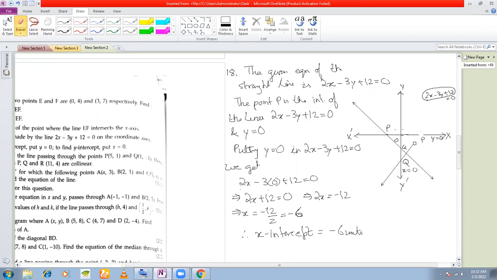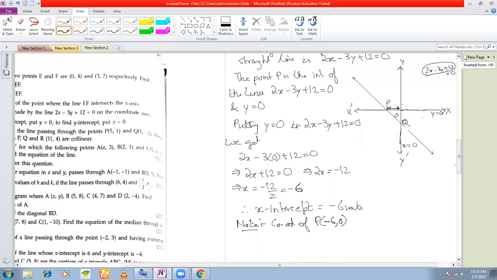Let's erase this line. So we have found this OP. And what is the sign of OP? Negative. That means the x-intercept is negative. And what should the coordinates of P be? If the x-intercept is minus 6, if you remember when I was discussing in the beginning, then what can you write the coordinates of P as? Minus 6, 0. Right?